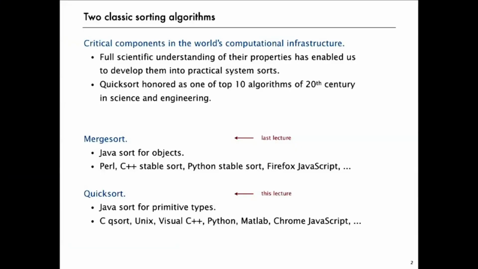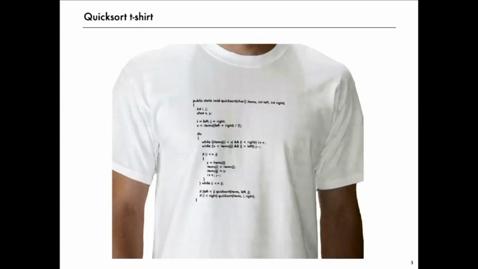That was named as one of the most important algorithms of the 20th century and is widely used for system sorts and many other applications. Last lecture we looked at merge sort, another classic sorting algorithm that's used in many systems, and today we're going to look at QuickSort, which is used in many others. You can even get a QuickSort t-shirt nowadays.